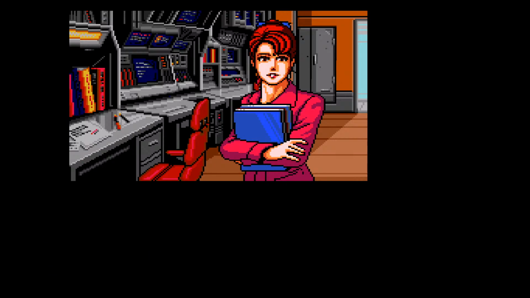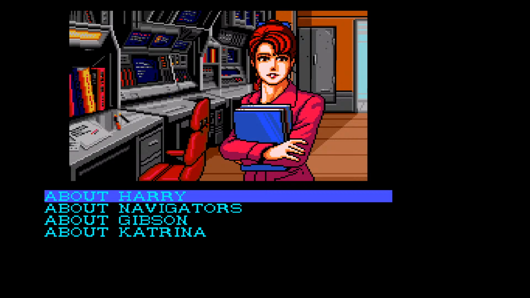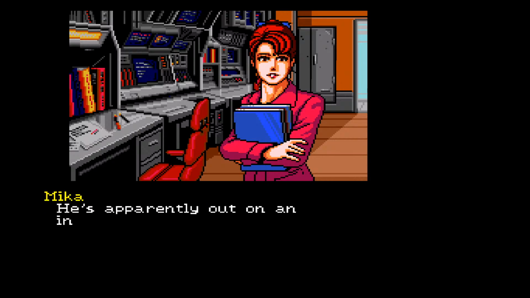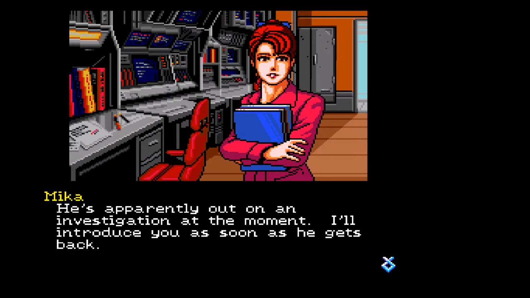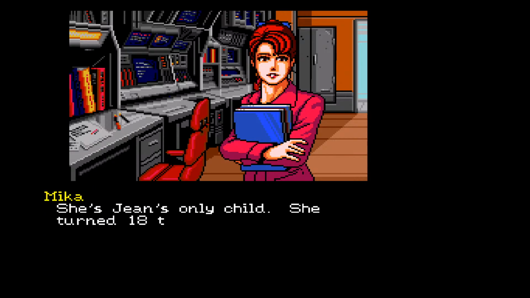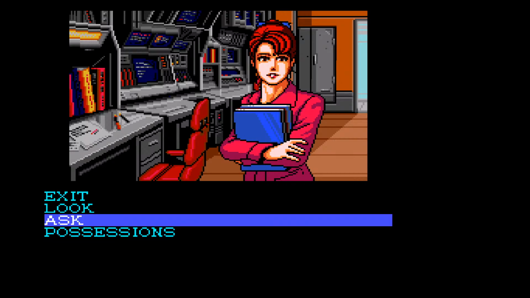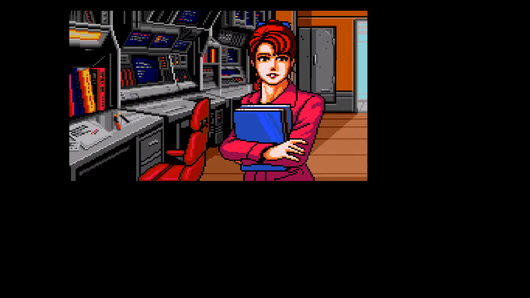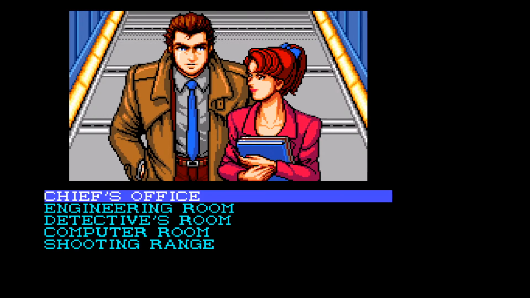Okay. Ask about Gibson. He's apparently out on an investigation at the moment. I'll introduce you as soon as he gets back. What about Katrina? She's Gene's only child. She turned 18 this year. Okay. Let's go check out Jordan.